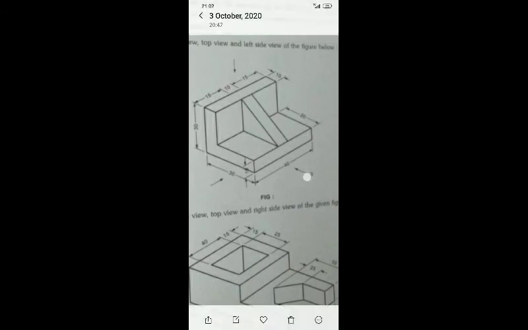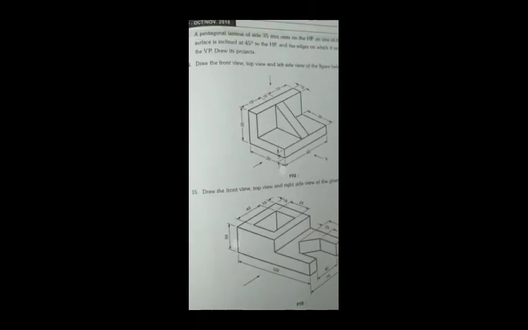Draw the front view and top view and the left view of the following figure. This is the long answer. So here it is given with an X mark in this direction, so you have to take the front view from this side only. Remaining all you can draw directly: front view, top view and like that.